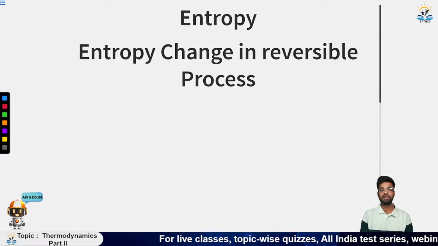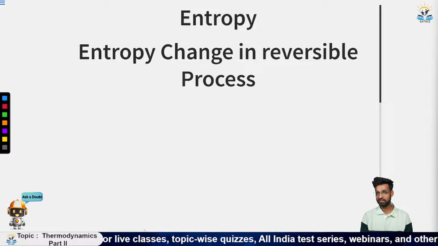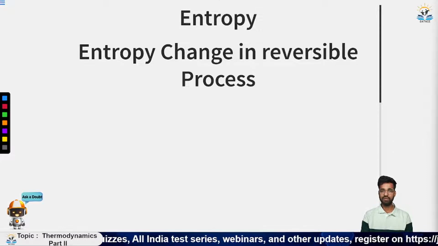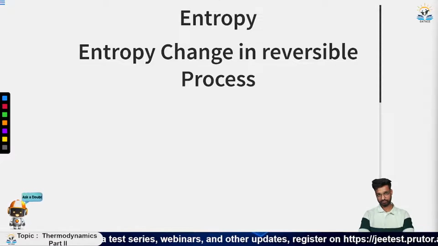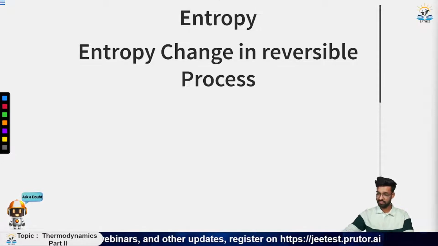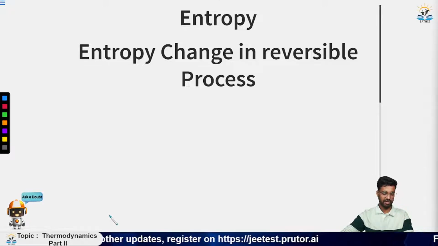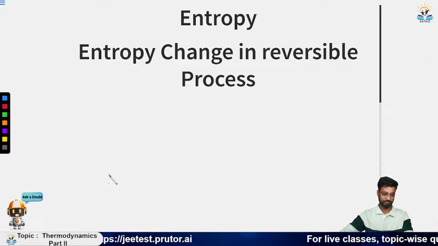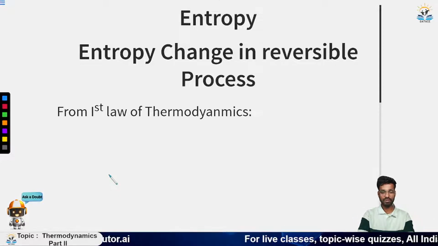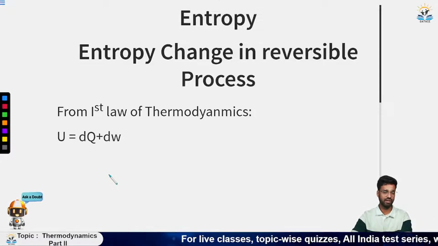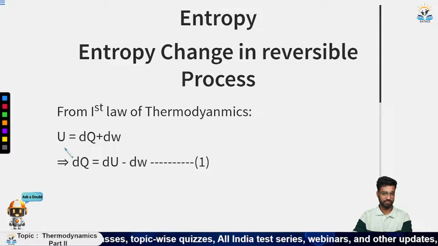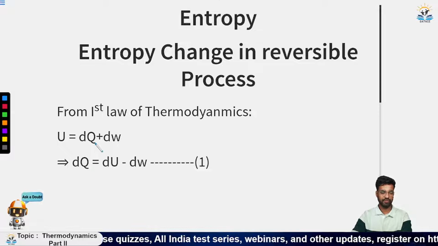Now let us calculate the entropy change in a reversible process, and we are elaborating the formula more. From the first law of thermodynamics, we know that total energy change, that is dU, is equal to dq plus dW. Now, if we find dq, it will be dU minus dW.